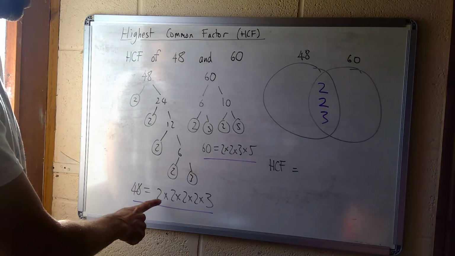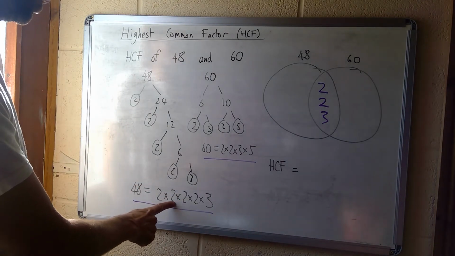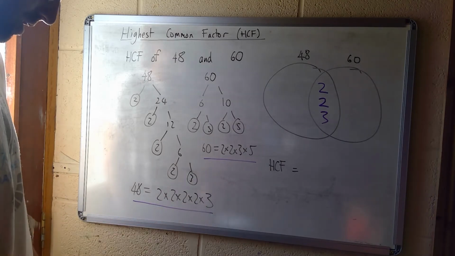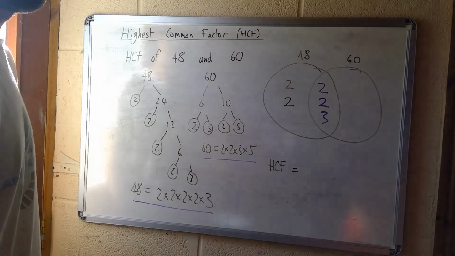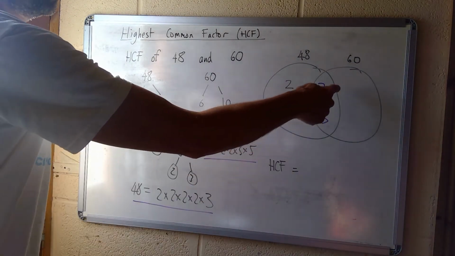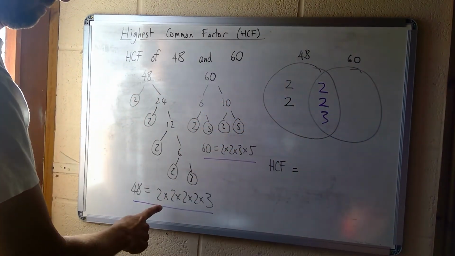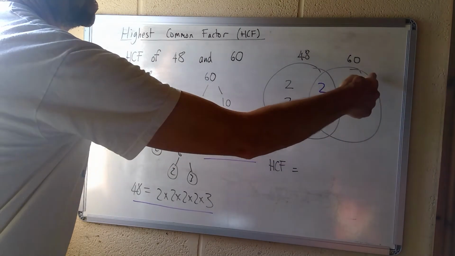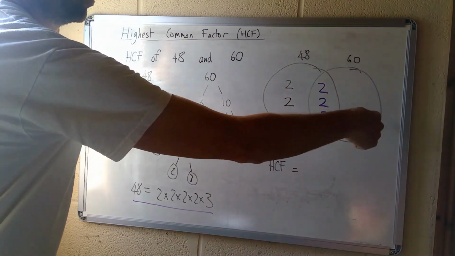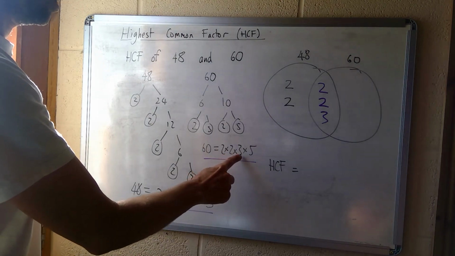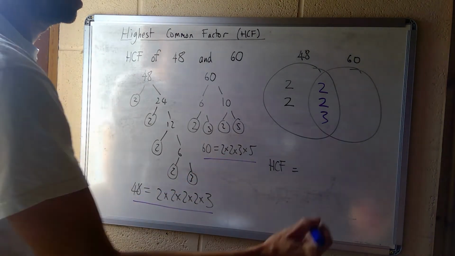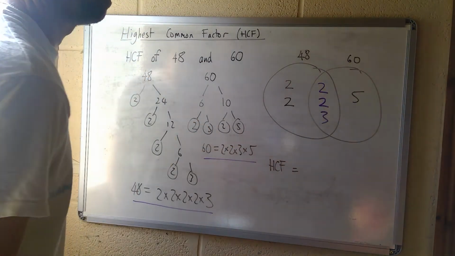When I look at the factors of 48, I've already used a 2, a 2 and a 3. So the other pair of 2s are in this circle here. So this circle has all the prime factors of 48. This circle here will have all the prime factors of 60. I've already used a 2, a 2 and a 3. So the only one missing is a 5.